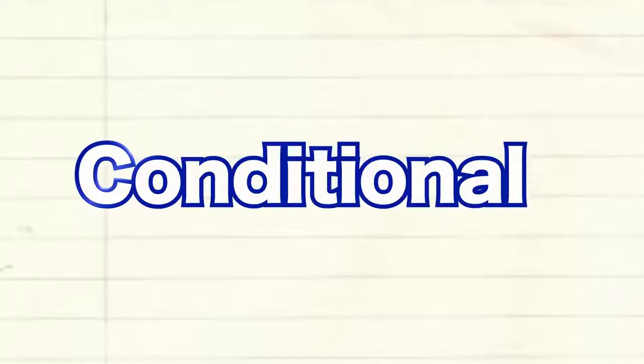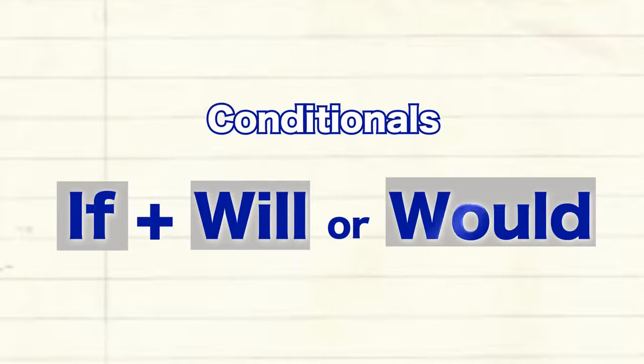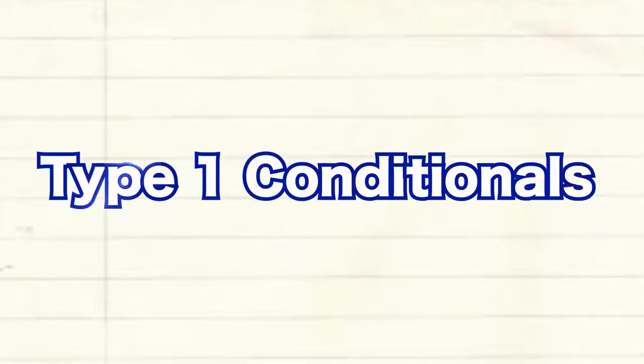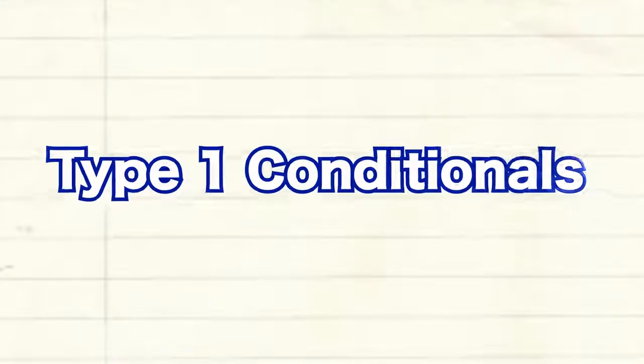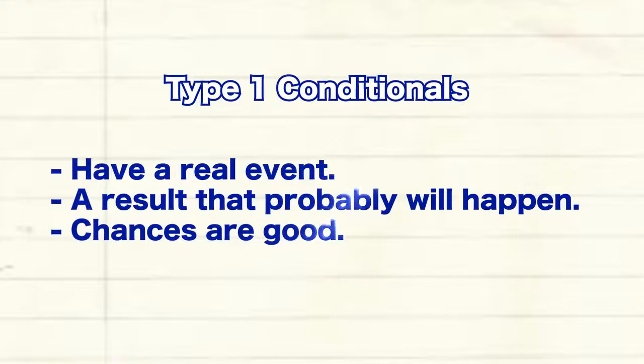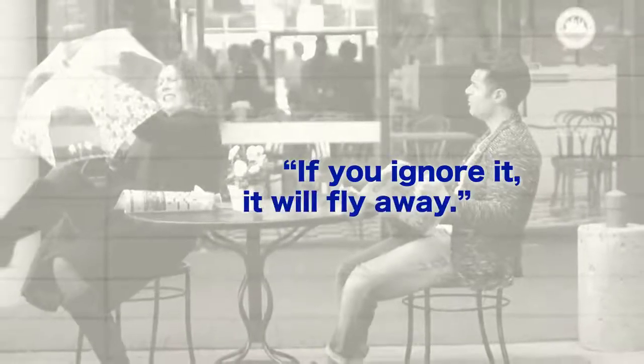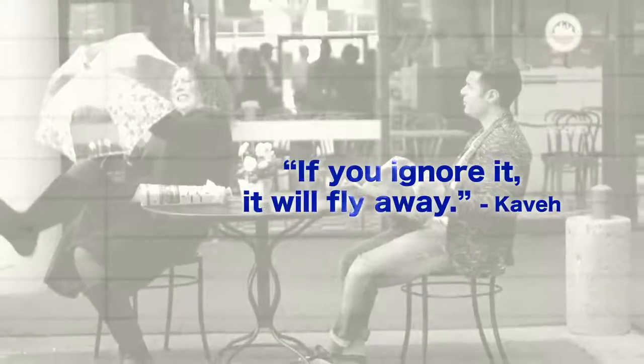In this lesson, you can learn about conditionals. They have if and will or would. There are two kinds of conditional sentences in this lesson. Type 1 conditionals have a real event and a result that probably will happen. Chances are good. Here is the pattern. If plus present tense verb, will plus future tense verb. Kaveh uses this when he says, If you ignore it, it will fly away.